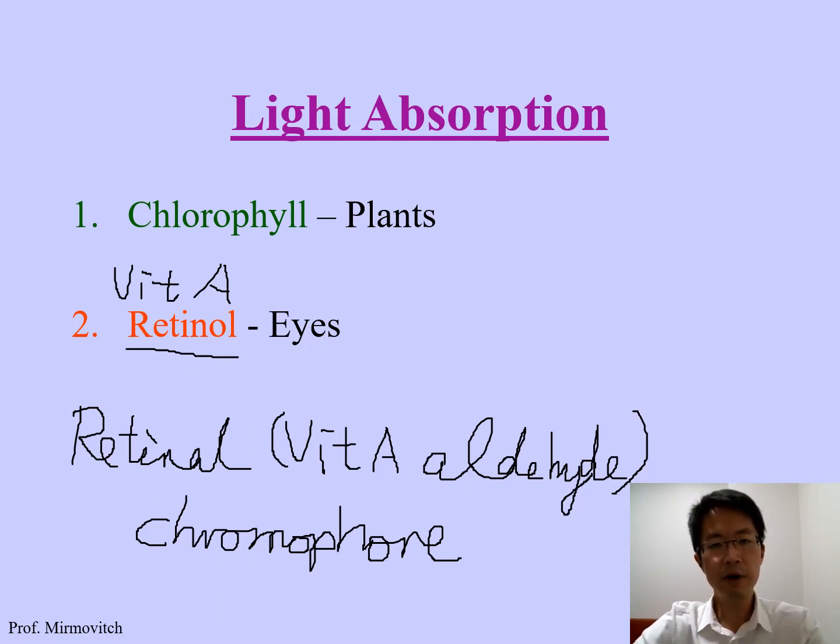We absorb vitamin A from food, and then our body converts vitamin A, retinol, into retinal, so that we can use retinal in the eyes. Chromophore means that it is a molecule, a light-sensitive molecule. We call it chromophore.